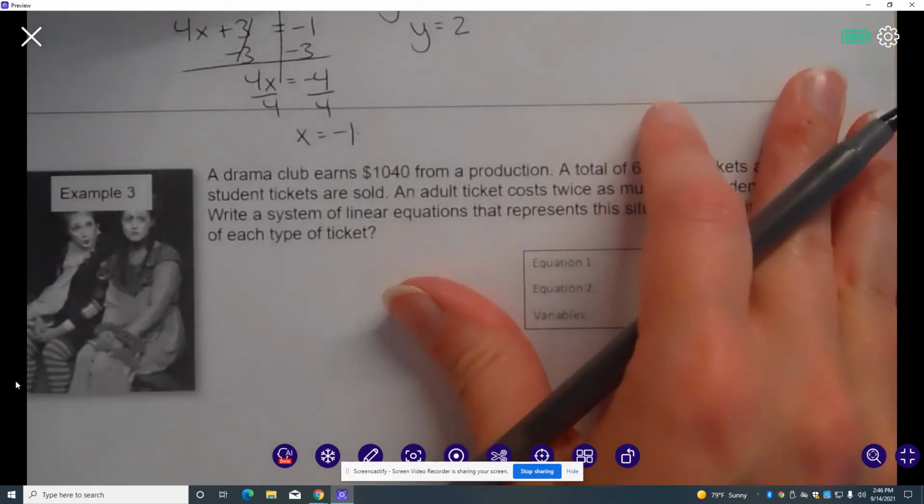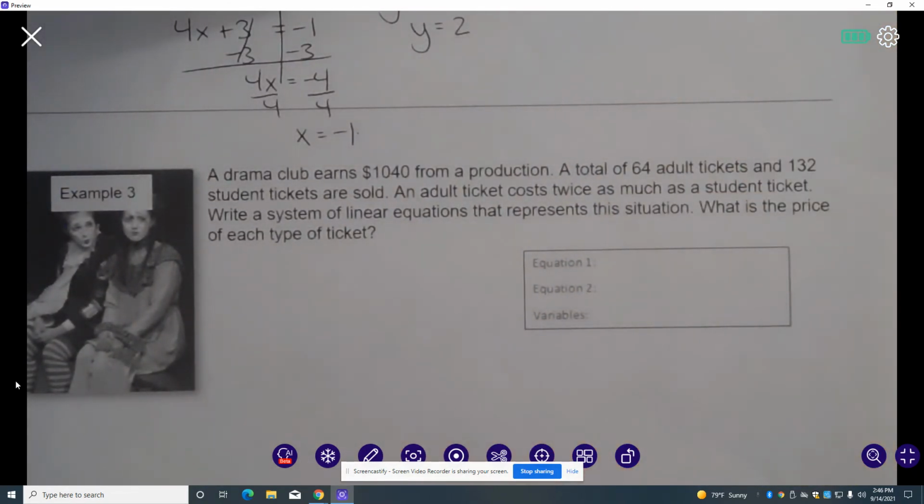All right, our last problem. A drama club earns $1,040 from a production. A total of 64 adult tickets and 132 student tickets are sold. An adult ticket costs twice as much as a student ticket. Write a system of linear equations that represents this situation. What is the price of each type of ticket?